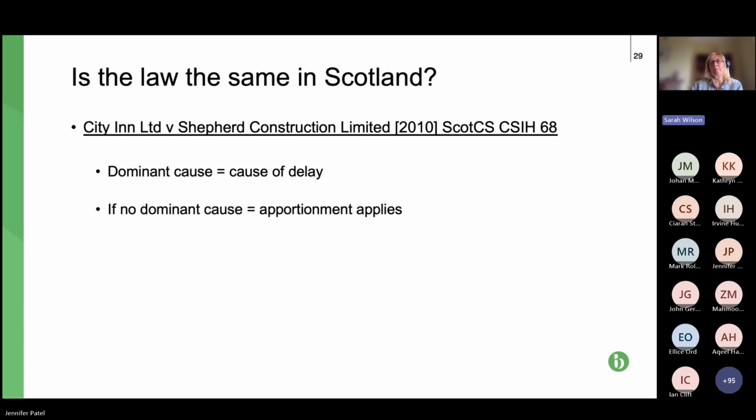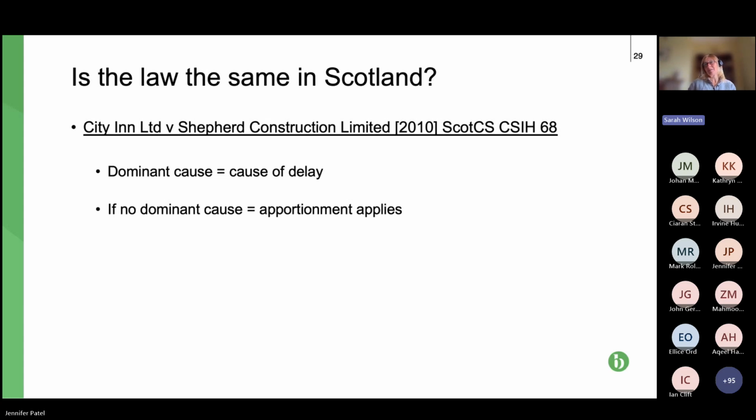But we also have, just to add extra confusion, the case of Citian and Shepherd, which is a 2010 case, but this is the Scottish law. So in Scotland, they look at things differently. They have a dominant cause, which is the cause of the delay, and if there's no dominant cause, then they have apportionment. So with our weather and labour, what the court would have to do is decide which was the dominant cause. Was one dominant over the other? And if there was, then that one prevailed.